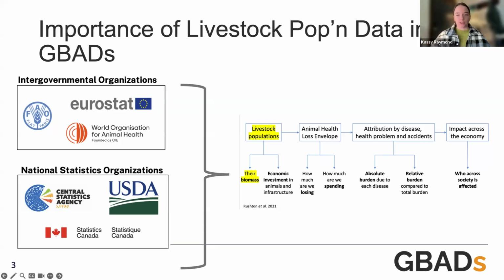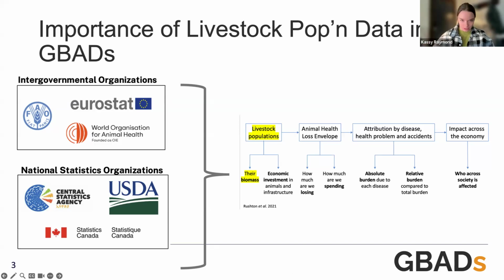So the livestock population data comes from intergovernmental sources such as FAOSTAT, the World Organization for Animal Health, or WOAH, and Eurostat, and also from national statistics organizations, places like Statistics Canada or the Ethiopia Central Statistics Agency. And it's from these national statistics organizations that you're more likely to get more granular age, sex, and production system categories, which are required for the estimates, like I mentioned in the last slide.